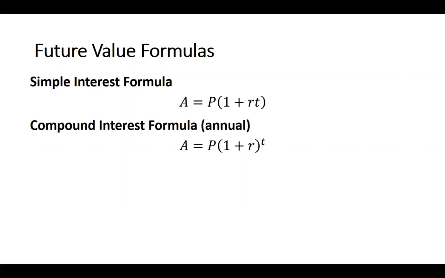Beyond the simple interest formula, there's the compound interest formula. And this is where interest is compounded annually. So whereas with simple interest, you only paid interest on that original amount, whatever was the principal, with compound interest, every time it's compounded or interest is computed, you not only pay interest on the principal, the original value, but you pay interest on any prior interest.